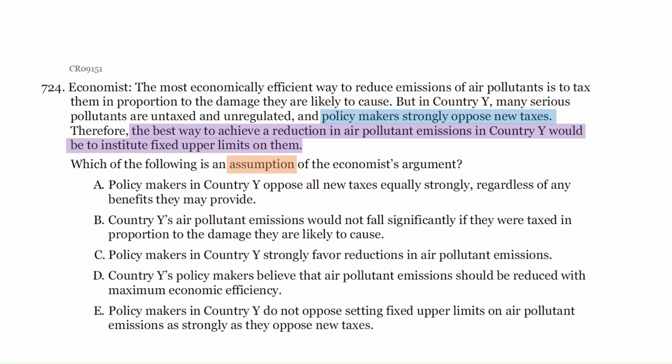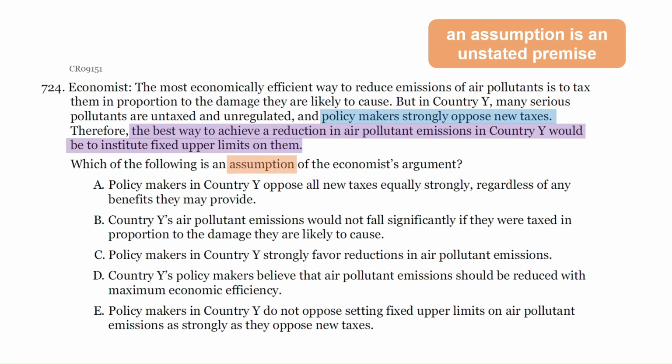Let's keep in mind that an assumption is an unstated premise as we now try to eliminate answer choices. We're looking for something to support the idea that the best way to reduce air pollutant emissions is to fix upper limits. Answer A gives us some more information about the policymakers' opinions. It's kind of an extra detail about the current situation, and it doesn't have any bearing on the idea that fixing upper limits is the best way to reduce air pollution. Answer A isn't an unstated premise. I can eliminate it.